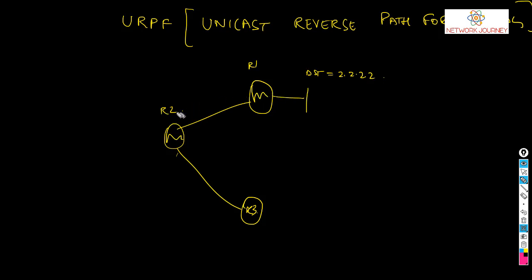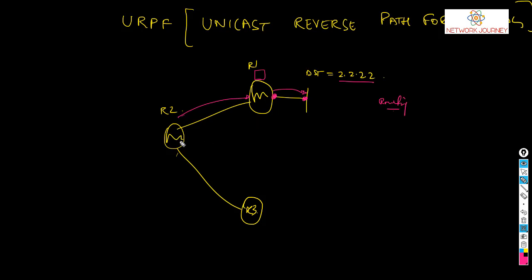So let's say R2 is sending a packet towards R1. R1 only checks what the destination IP is and what the outgoing interface is. It's not going to check who the source is. It gets something towards 2.2.2.2, and it will just see what the shortest path to reach 2.2.2.2 is and what the exit interface is. That's all. That's the routing behavior.